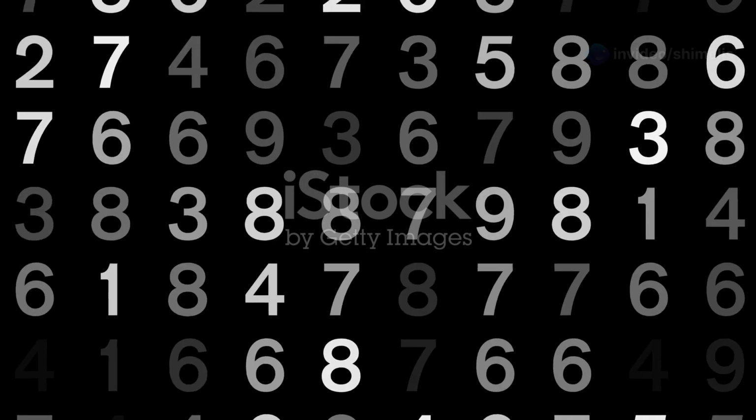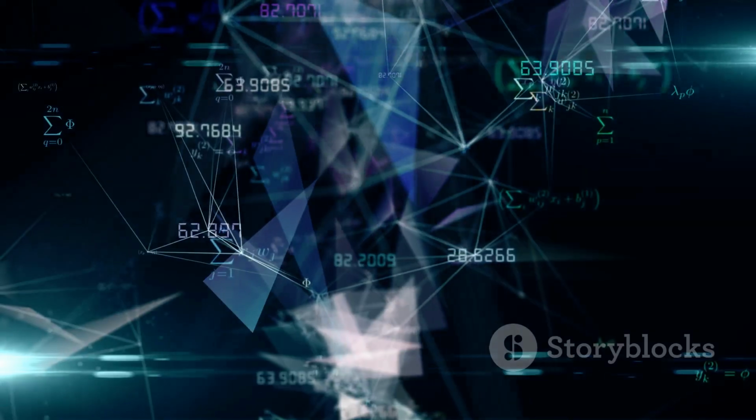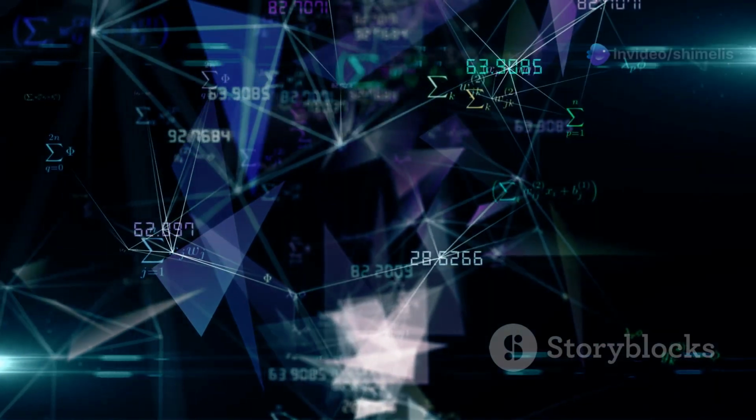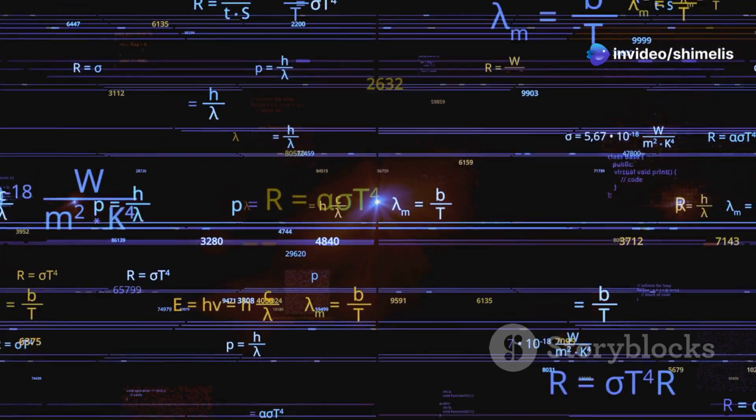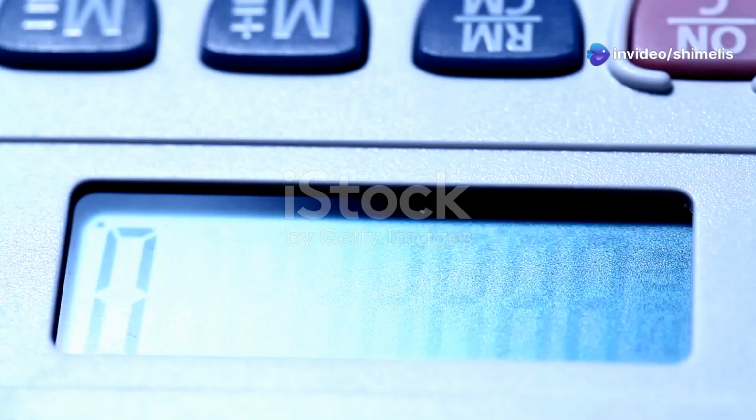Multiplying matrices is a bit more complex. The number of columns in the first matrix must be equal to the number of rows in the second matrix. The resulting matrix will have the same number of rows as the first matrix. It will have the same number of columns as the second matrix.